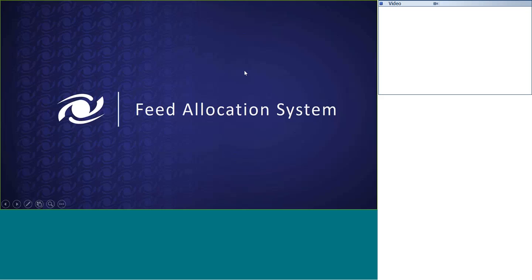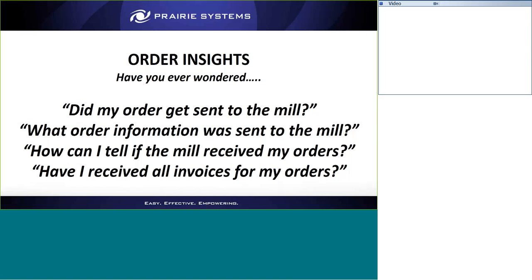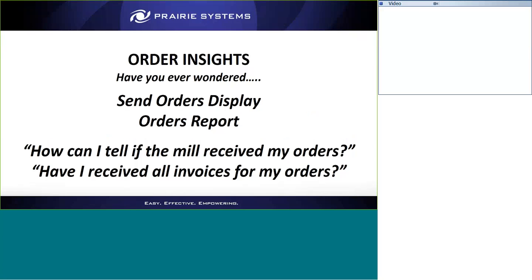Okay, so today's FAS Live topic is, did you get what you expected? How to track and validate from order to invoice in FAS. Have you ever wondered, did my order get sent to the mill? What order information was sent to the mill? How can I tell if the mill received my orders? And have I received all invoices for my orders?